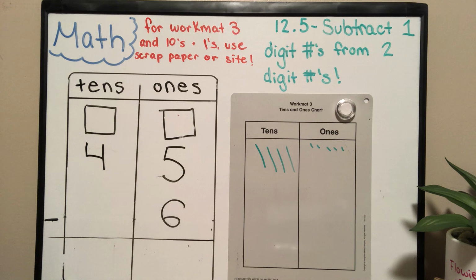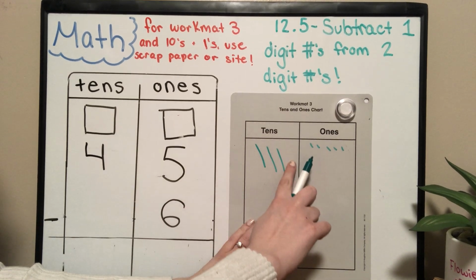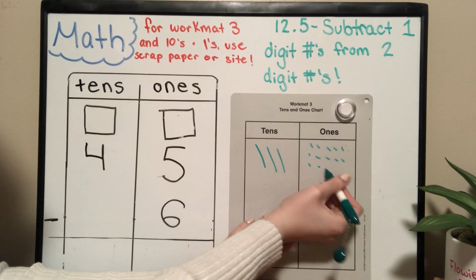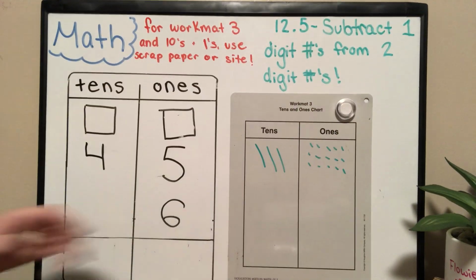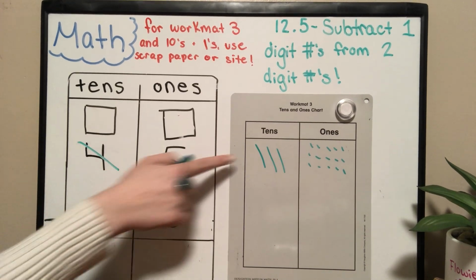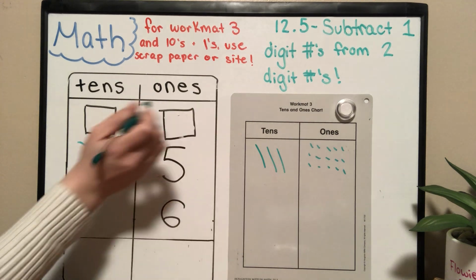Nope. So I'm definitely going to have to regroup here. Move my 10 over here. 1, 2, 3, 4, 5, 6, 7, 8, 9, 10. I'm going to cross out my 4 because I don't have 4 10s anymore. I have 3 10s.